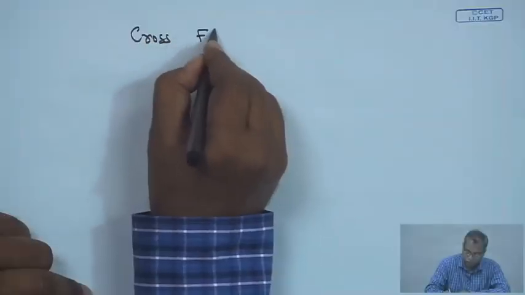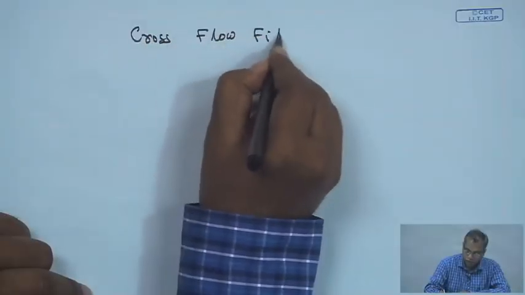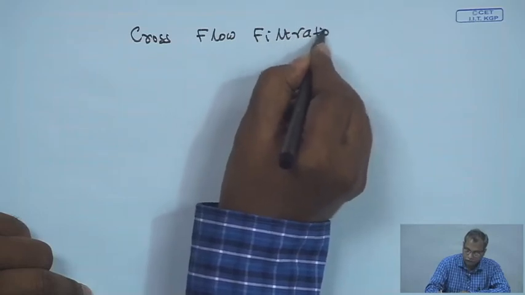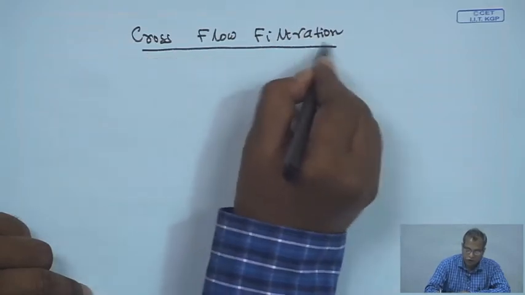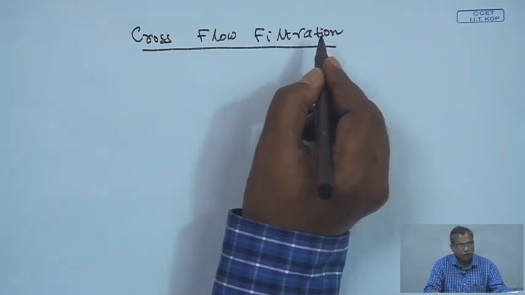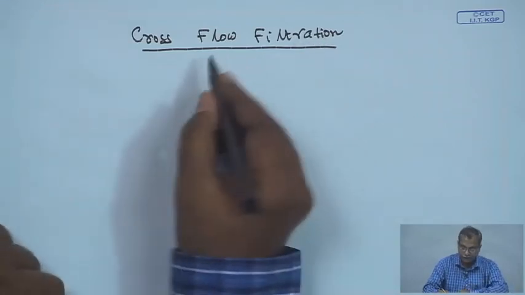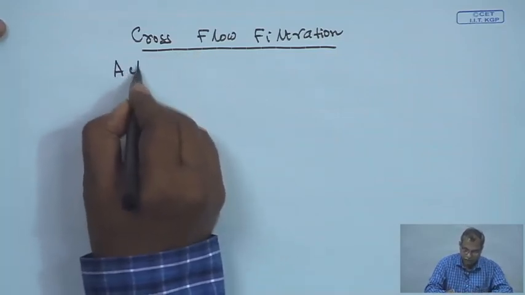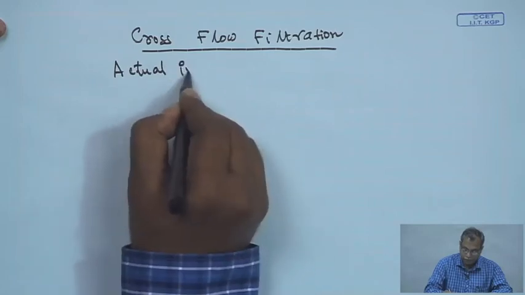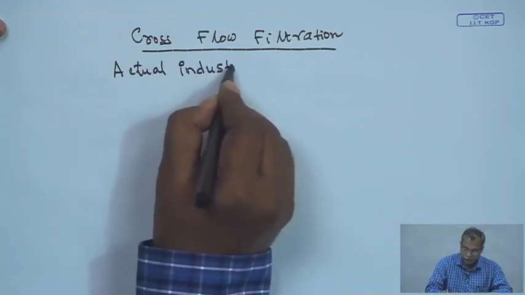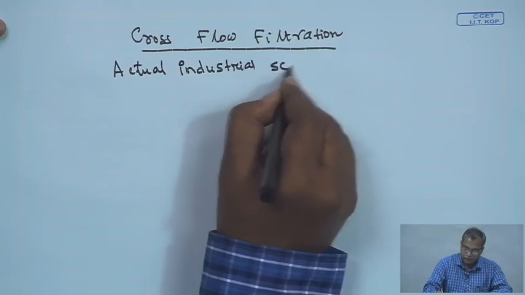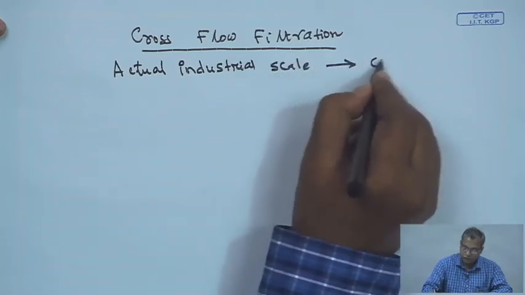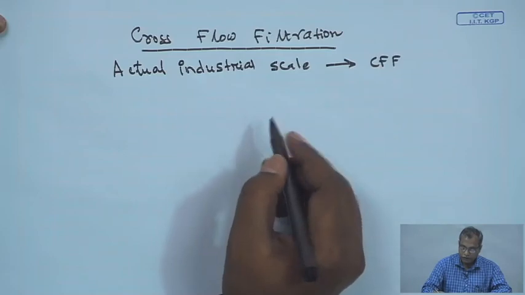Okay. Next, what we will be looking into? We will be looking into a system of cross flow filtration. What is a cross flow filtration? Cross flow filtration is basically a system which is generally used in an actual industrial scale. Why is it called a cross flow filtration?